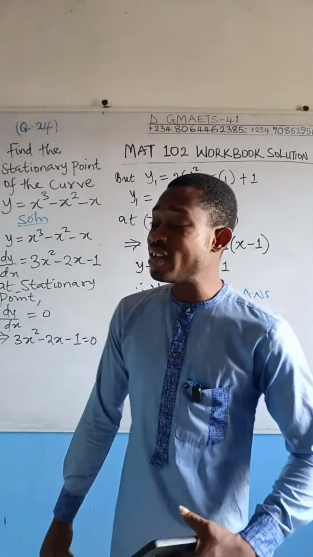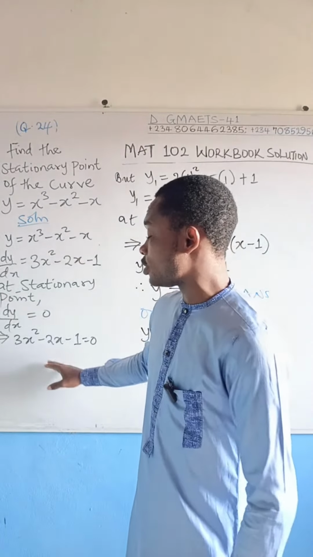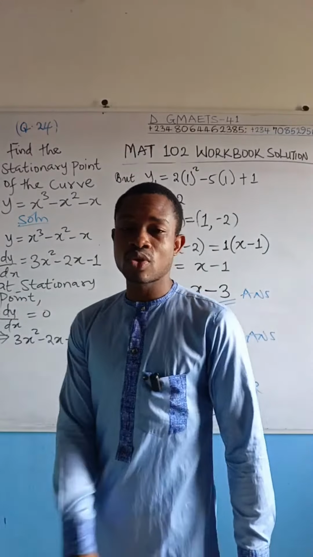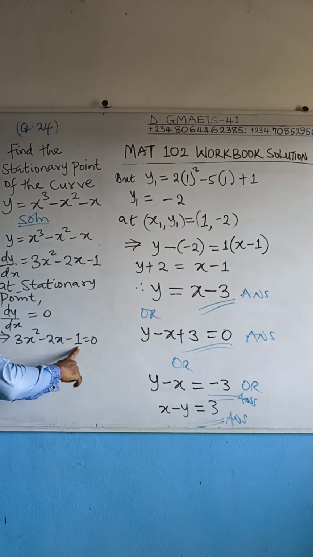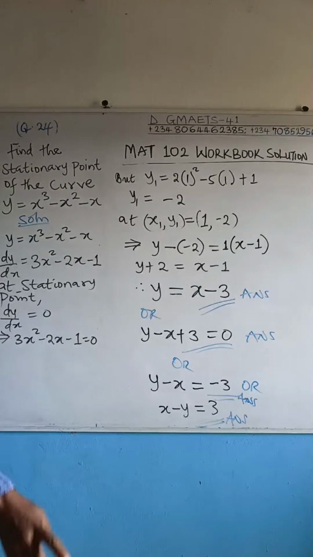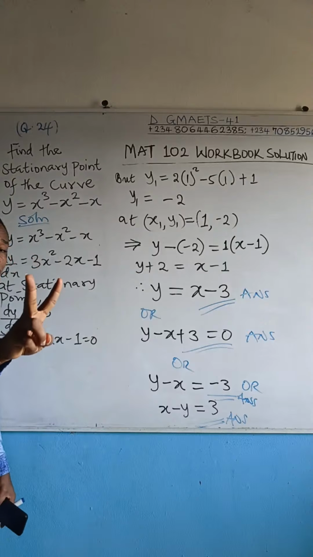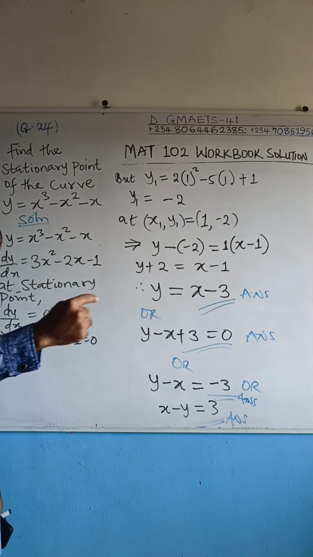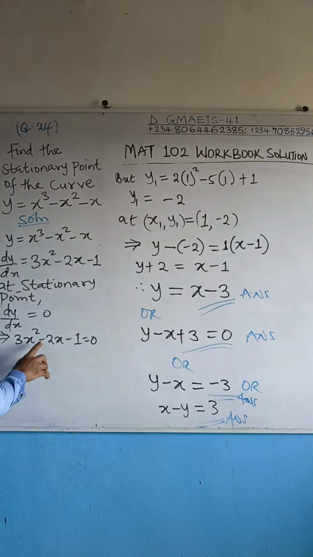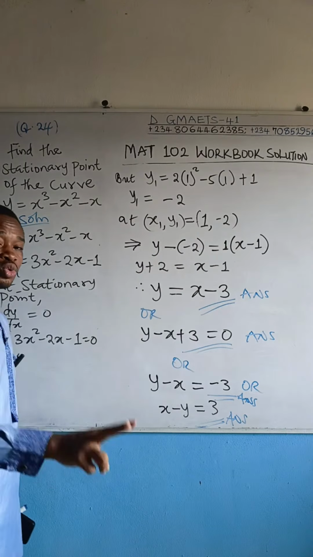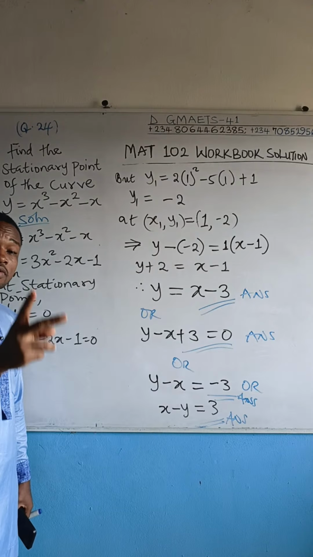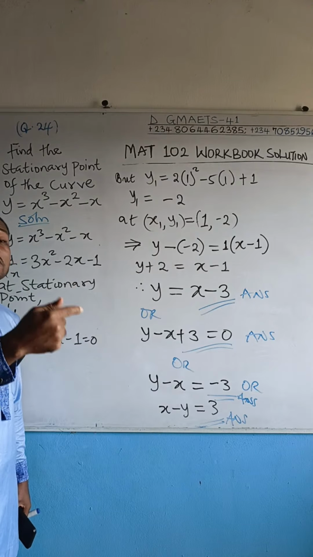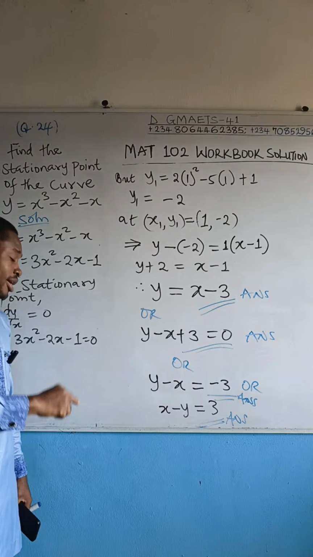So to find the stationary points, we are going to factorize this quadratic equation. And how do we do that? Use the coefficient of x squared to multiply the constant term. 3 times minus 1 will give you minus 3. Find two numbers which, if you multiply, you get minus 3, and if you add them, you get minus 2. What are the two numbers that will do that?